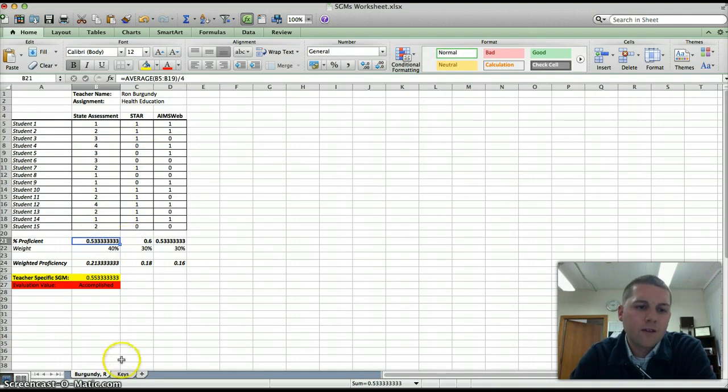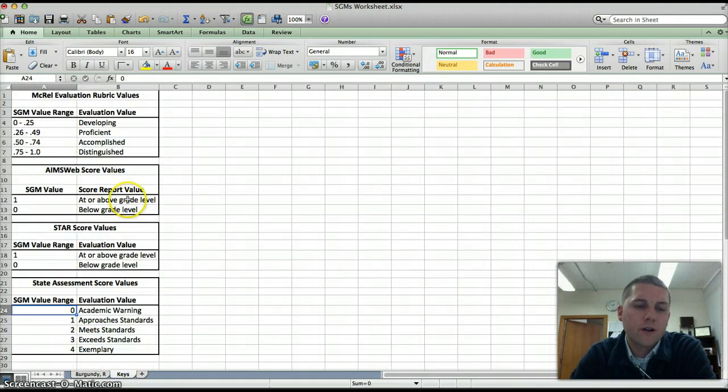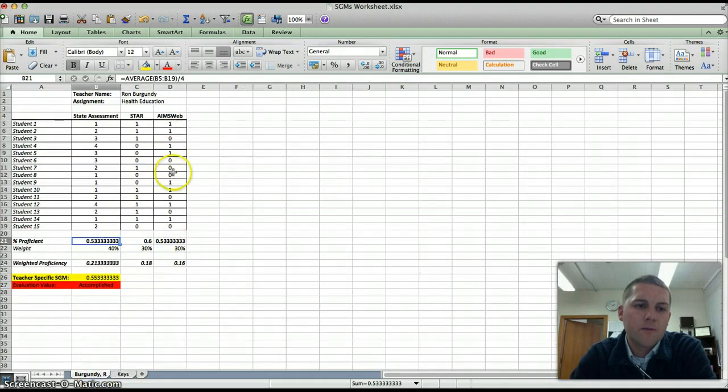I've then done the same thing for the STAR. As you can see, the STAR is much less complicated. With STAR, 1 is for those students that are at or above grade level, and 0 is for those below grade level. I've then done the same thing with the AIMSweb, giving the instructor Burgundy 3 multiple measures. What's of particular interest here is our weightings. I've weighted state assessments at 40%, with the STAR and AIMSweb equal at 30%.